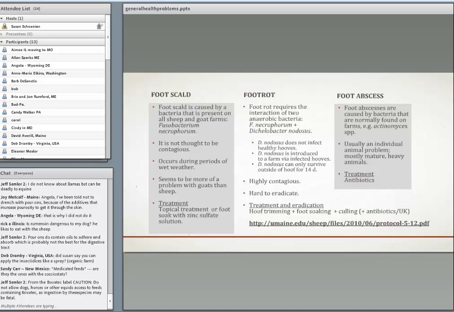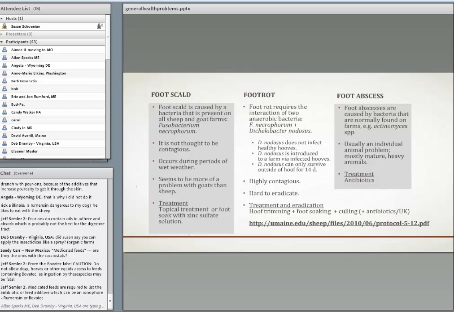Treatment, you can spray or soak feet, and I don't know so much if I want to call it a drug, but the treatment of choice is zinc sulfate. On one animal, something like Copper Tox is fine, and I think Hoof and Heel, there are some products out there, but zinc sulfate is generally the solution of choice.